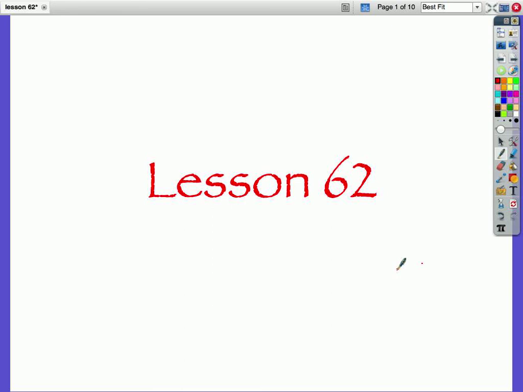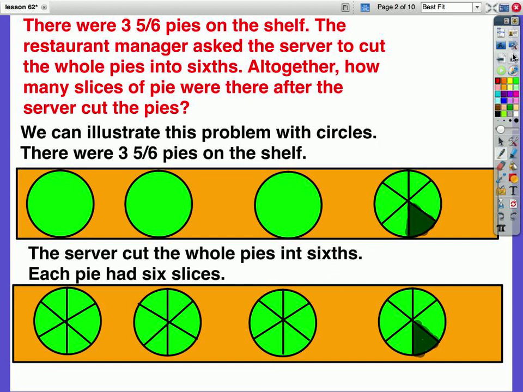Lesson 62 is talking about writing mixed numbers as improper fractions. So there were 3 and 5/6 pies on the shelf. The restaurant manager asked the server to cut the whole pies into 6. Altogether, how many slices of pie were there after the server cut the pies?